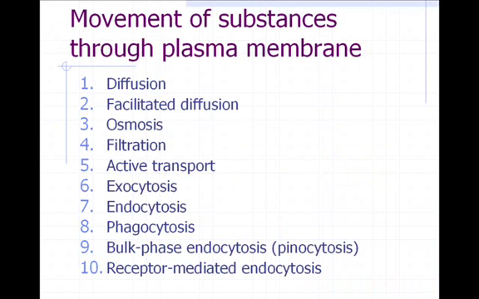The last section we'll look at in this lecture is just a short one. We'll look at the movement of substances through a plasma membrane. And these include diffusion, facilitated diffusion, osmosis, filtration, active transport, exocytosis, endocytosis, phagocytosis, bulk phase endocytosis, also known as pinocytosis, as well as receptor-mediated endocytosis.